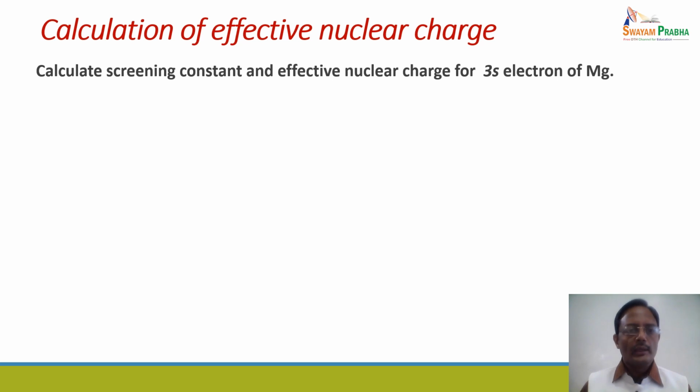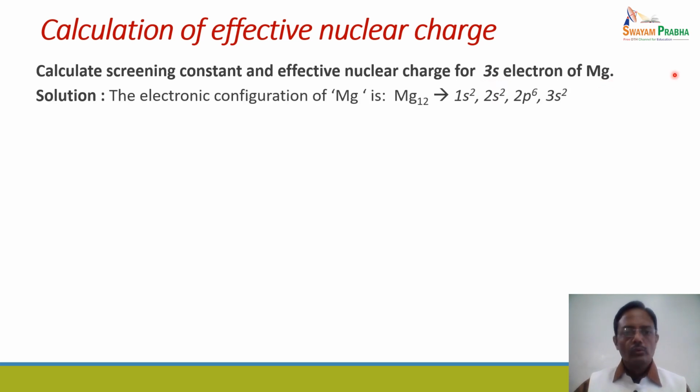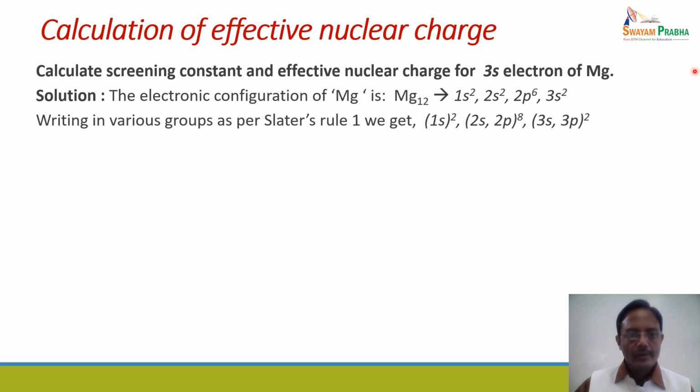Suppose we want to calculate the screening constant and effective nuclear charge for the 3s electron in magnesium. Now, the electronic configuration of magnesium is 1s2, 2s2, 2p6 and 3s2. We are interested in the 3s electron, which is present over here. We are considering one electron among these 2 electrons present in the 3s subshell.